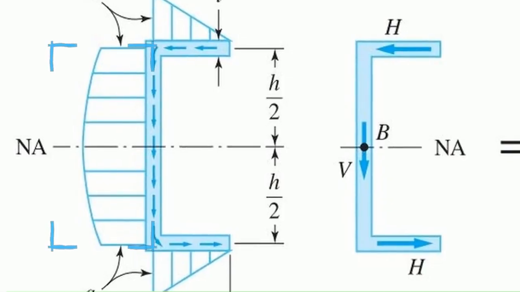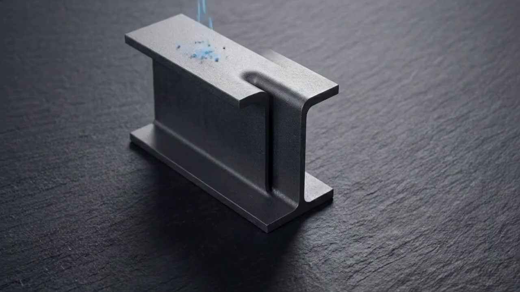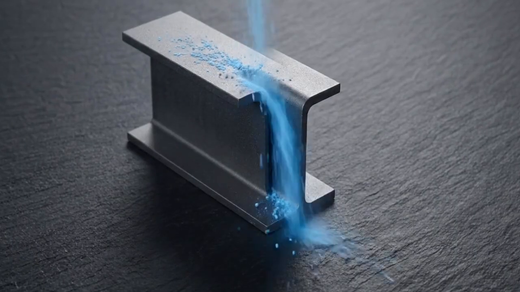In the web, the distribution forms a parabolic curve. The intensity of the force swells, reaching its maximum at the neutral axis, the center line where the beam experiences zero bending stress. The physical shape of the beam acts as a literal channel, forcing invisible energy into these precise, predictable geometric patterns.